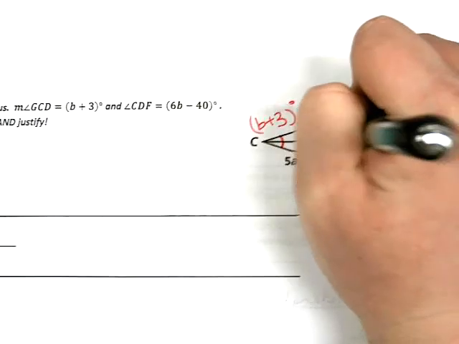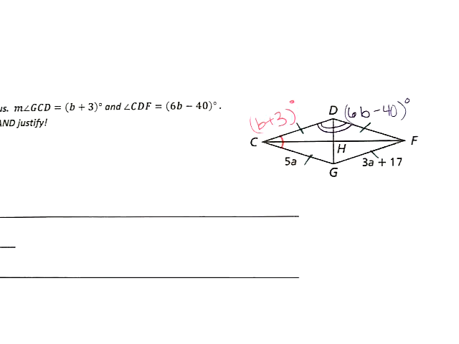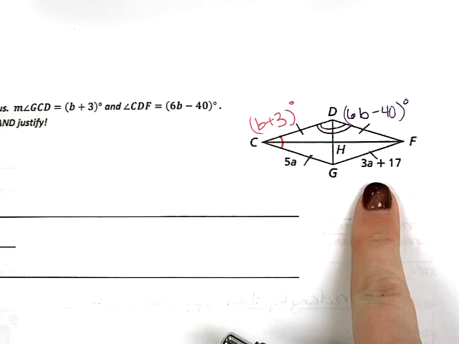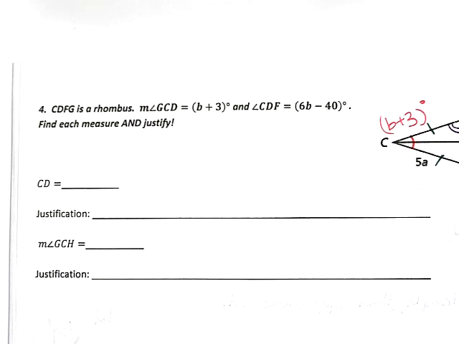So I'm going to go ahead and put my tick marks, which means this is very similar to number 2 on the other page. So I'm actually going to have you finish finding A, and I want you to figure out the measure of CD, okay? And I am going to move on then.